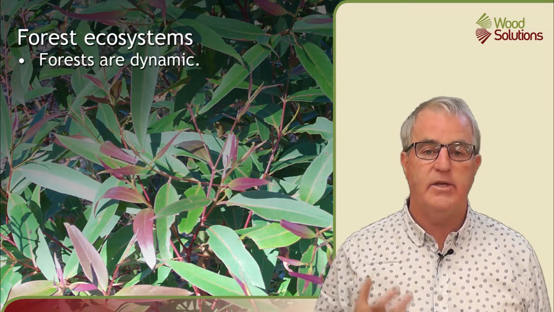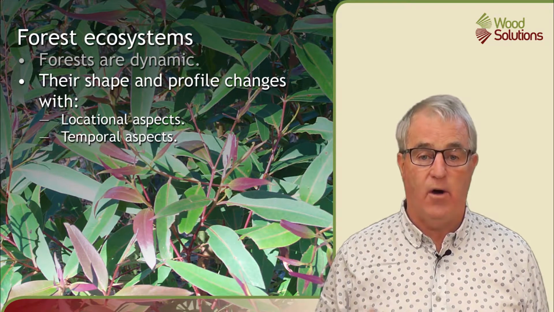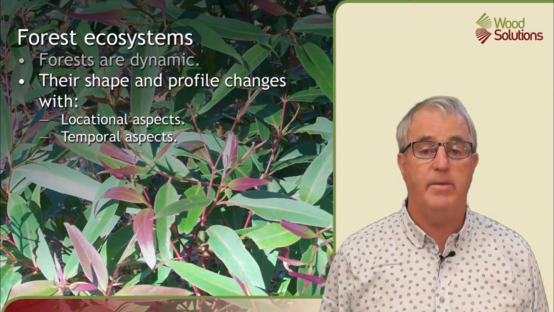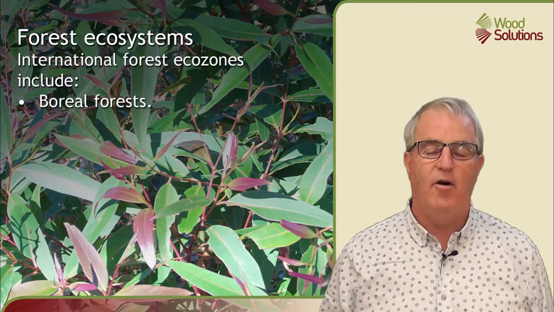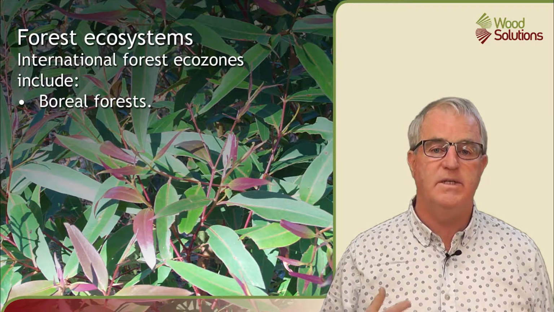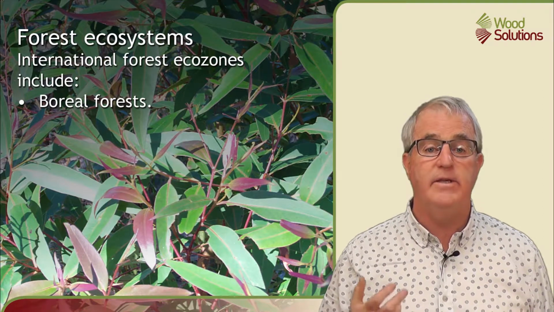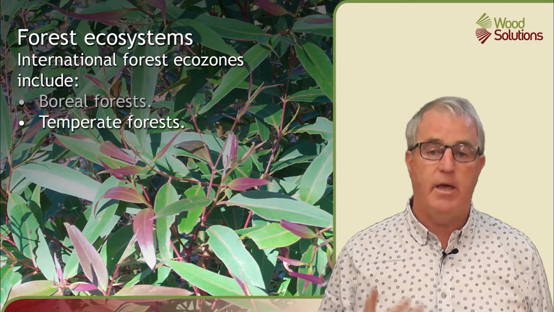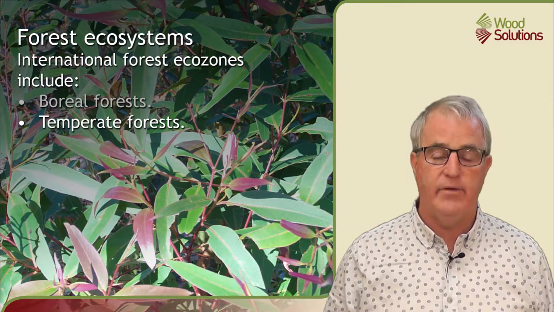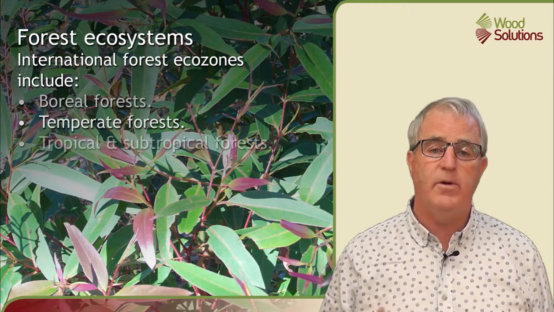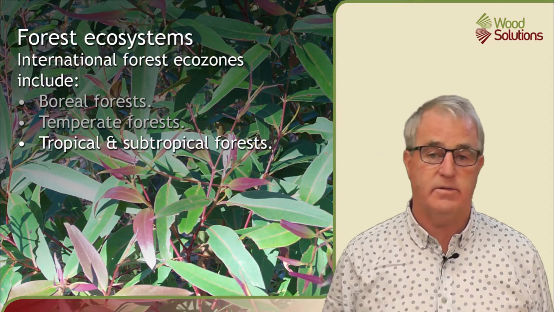They are not static. Their shape and profile changes with aspects to do with their location, such as their size, orientation, soil type, and the local climate, and aspects to do with time, such as their age and patterns of disturbance. Forests at different latitudes around the world form distinctly different ecozones. These include the boreal forests that occupy the subarctic zone. These are generally evergreen and coniferous. Temperate forests include broadleaf evergreen forests, broadleaf deciduous forests, and evergreen coniferous forests. And tropical and subtropical forests that include moist and dry and coniferous tropical and subtropical forests.